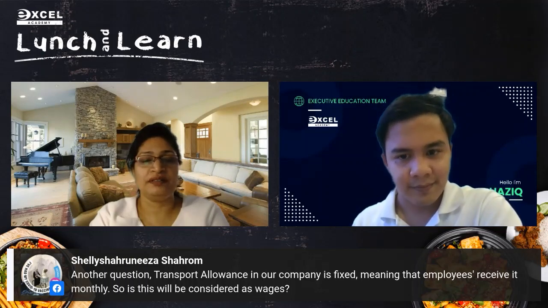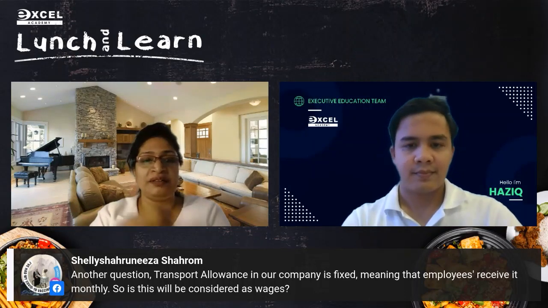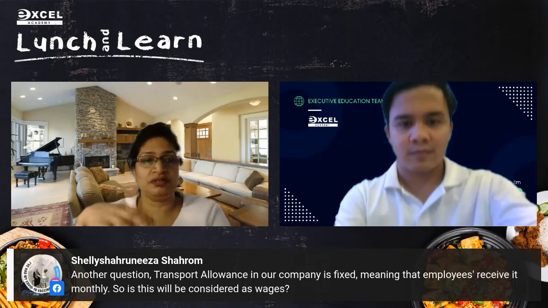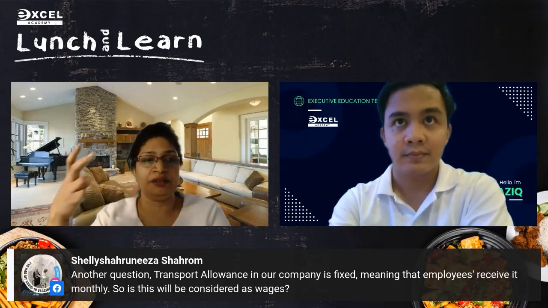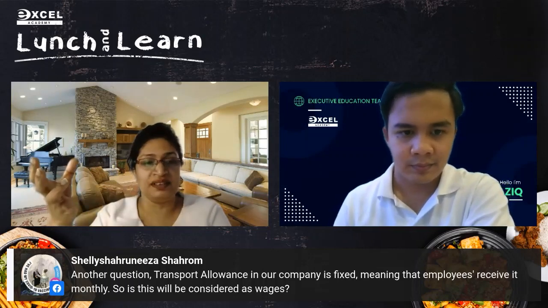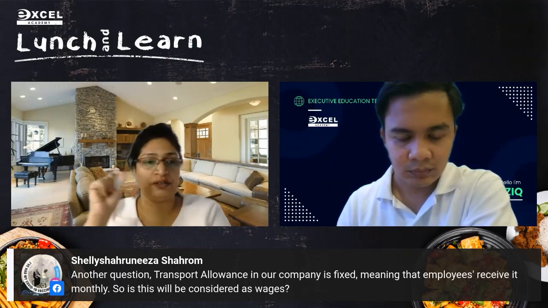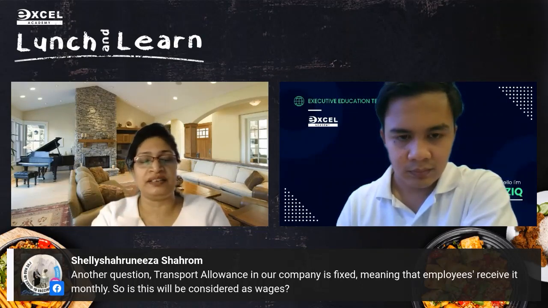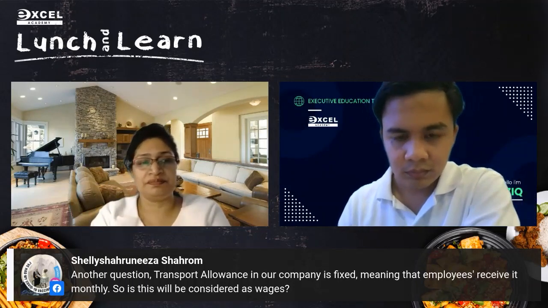So transport would be excluded as wages because transport allowance is given for the employee to come to work, or sometimes sales staff, they're going out to see clients. So they're actually using it for company purpose. So that is why it's excluded from the term wages. So this allowance you can exclude from wages when you want to calculate their total wages or even overtime.